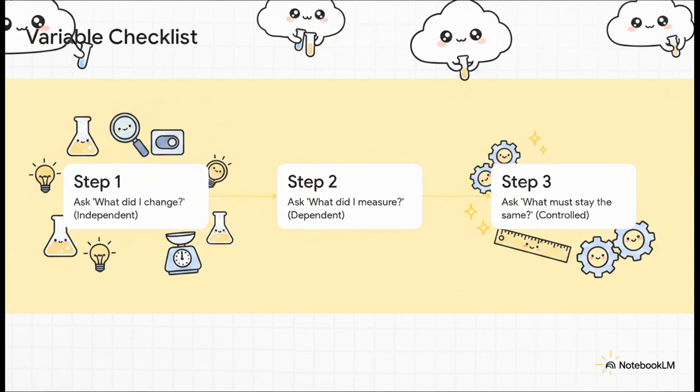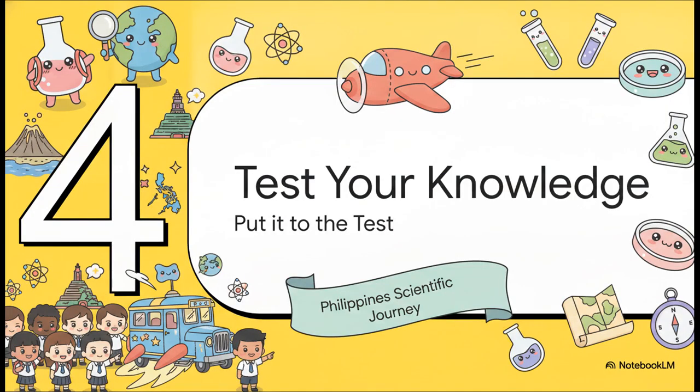That's your dependent variable. And step 3, ask, what must stay the same? Those are your controlled variables. You're going to want to keep this checklist handy because we are just about to use it. Which brings us to Section 5, put your knowledge to the test.